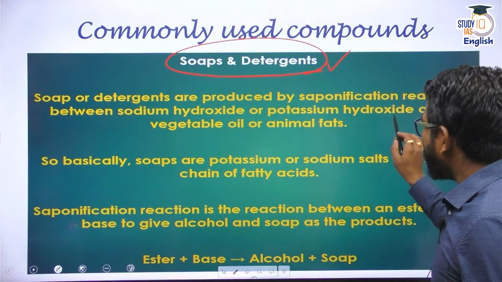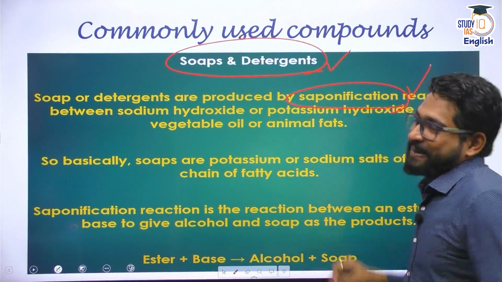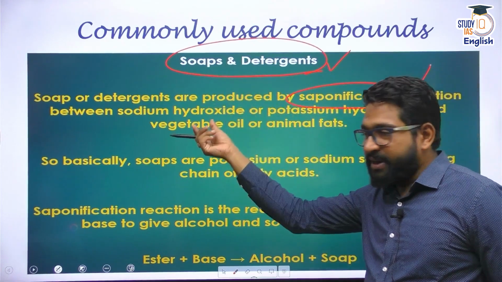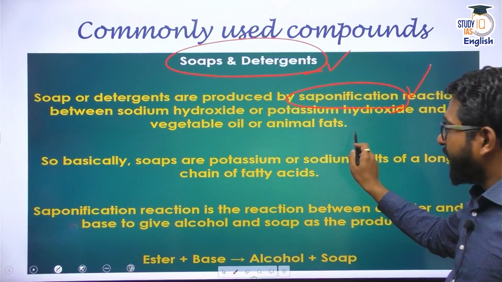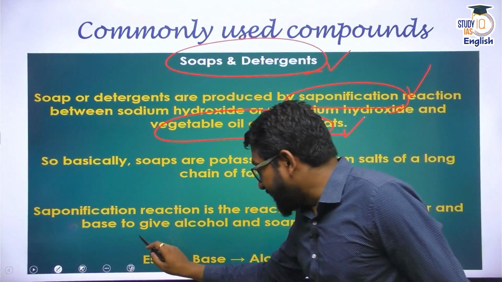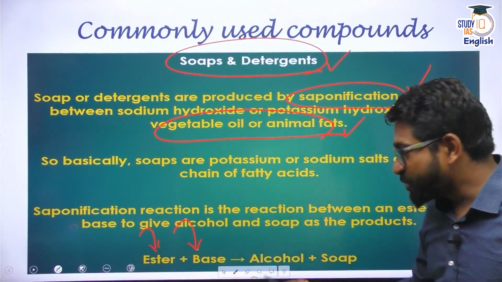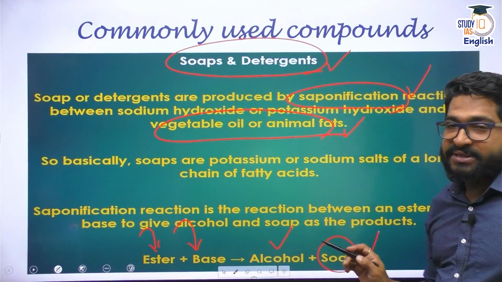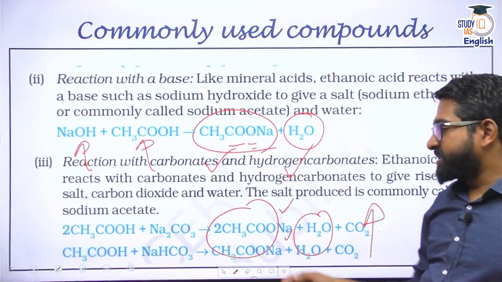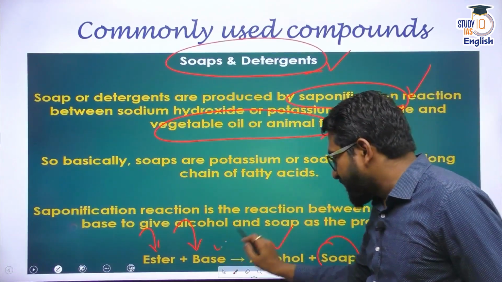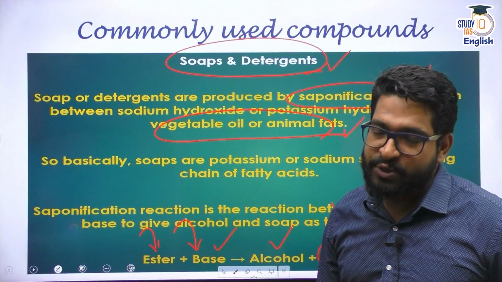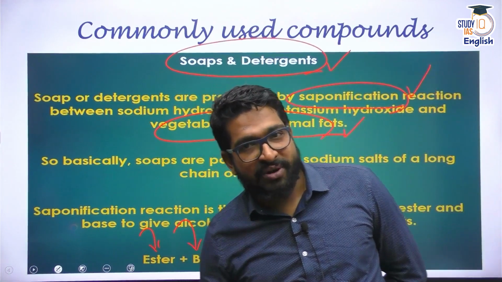Soaps and detergents are produced by the saponification reaction. Saponification happens between a base, sodium hydroxide or potassium hydroxide, and vegetable or animal oil, that means some ester. So when I add an ester and a base, it leads to creation of alcohol and soap. Please remember this. That's why we discussed the esterification reaction. From ethanoic acid, we got esters. Now, when an ester further reacts with a base, it leads to formation of soap. This is the saponification reaction. So soaps and detergents are produced by saponification.